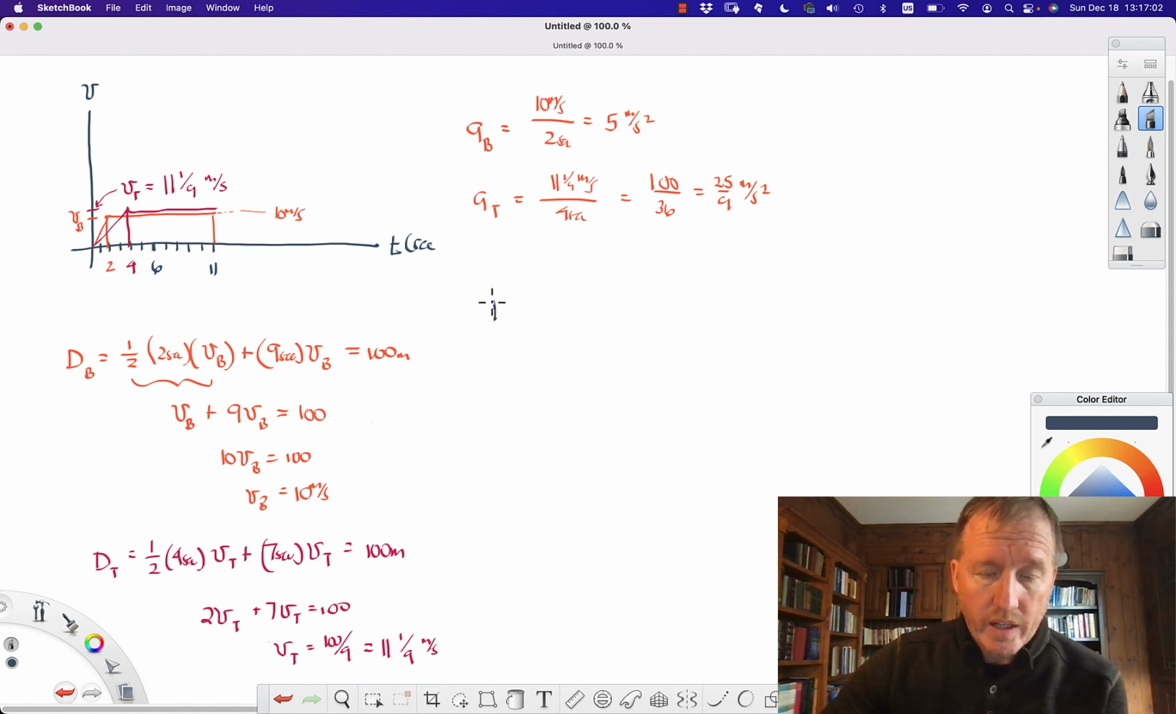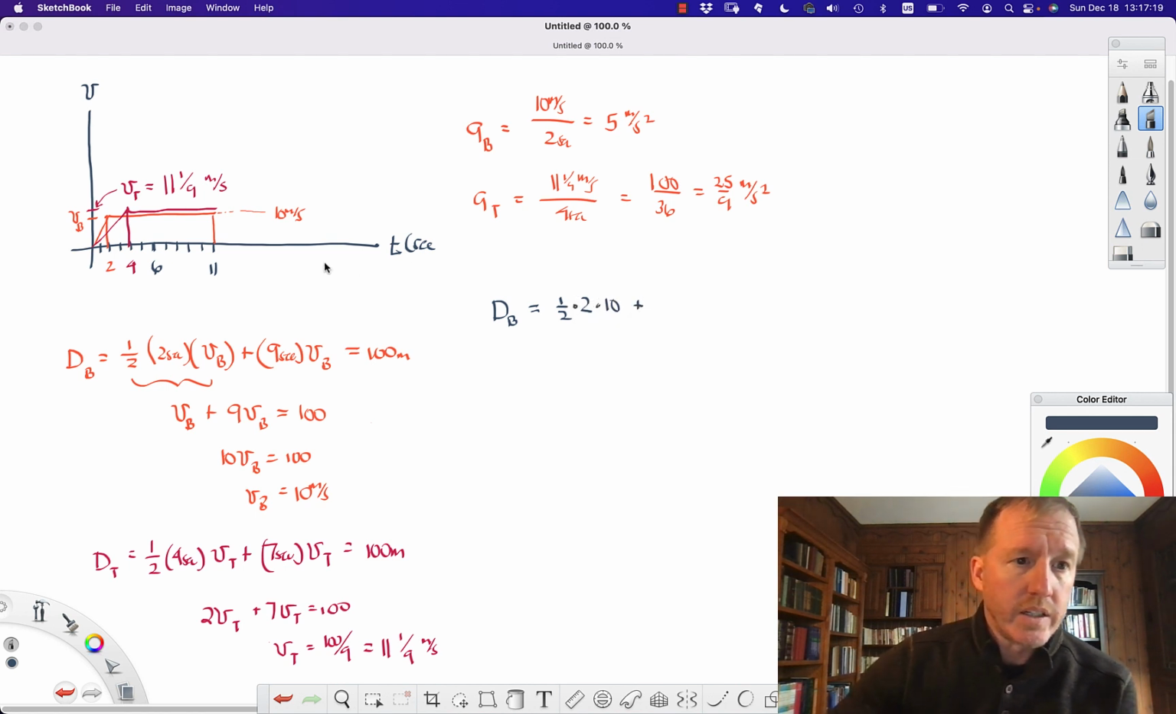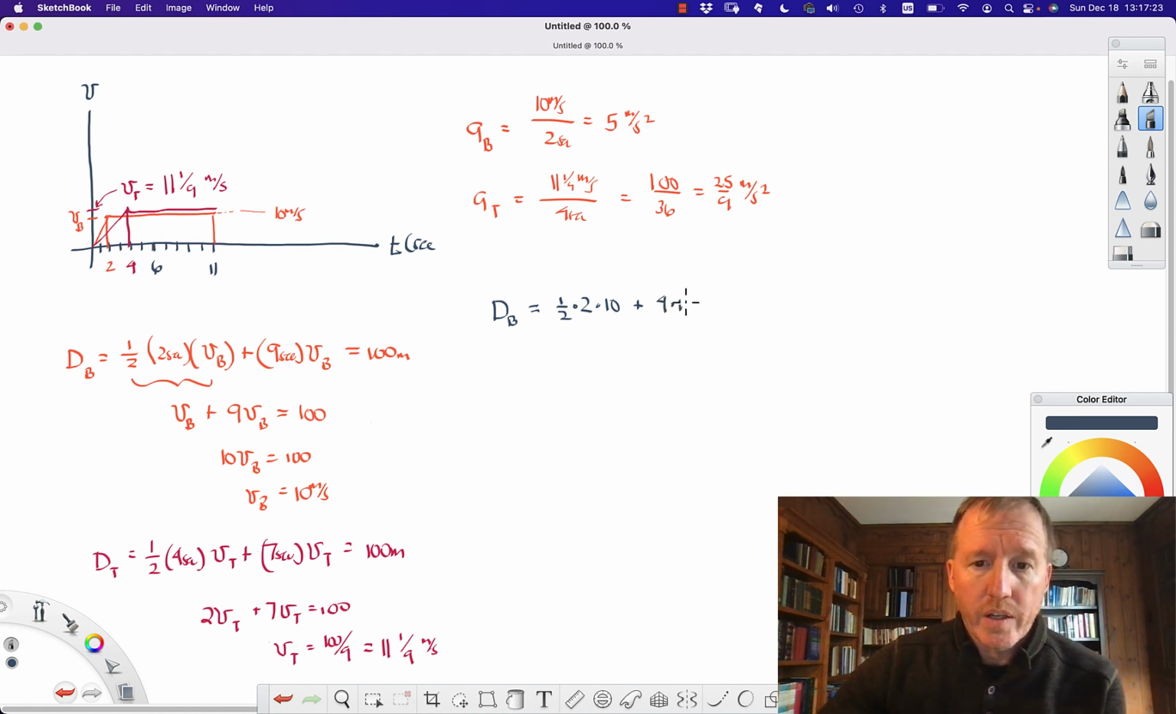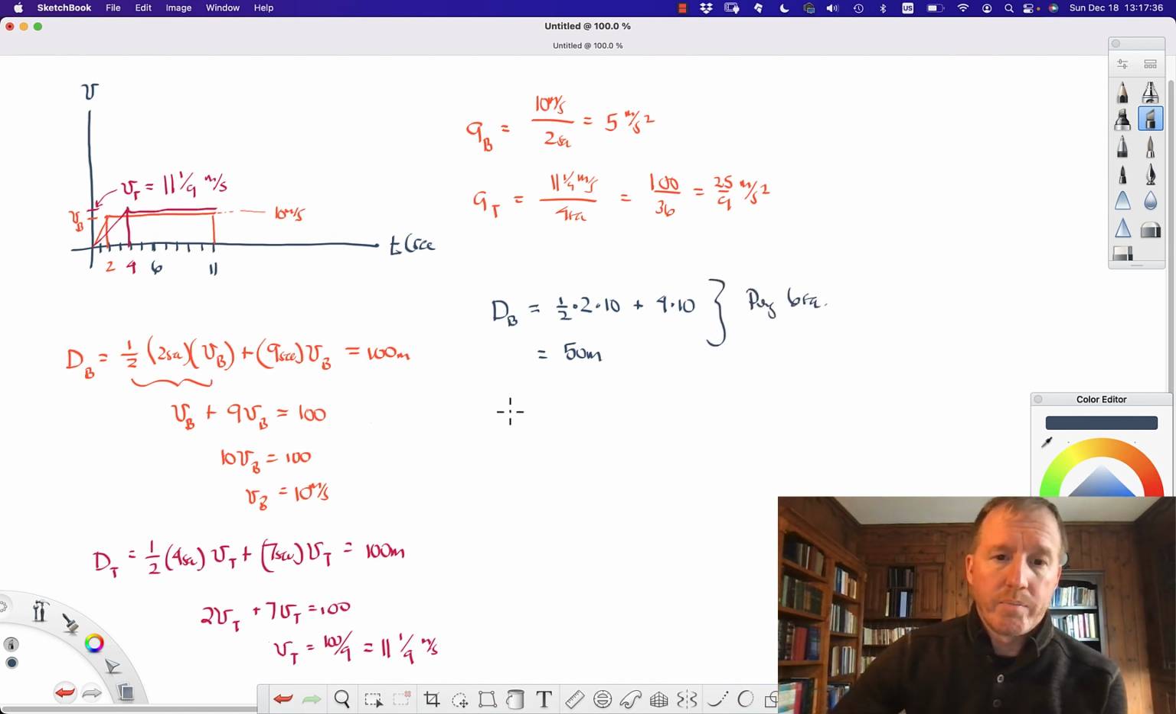So the distance that Bill travels during the first 6 seconds is going to be, well, the area of that triangle, 1/2 times 2 seconds times the velocity of Bill, which was 10 meters per second. And then add on from 2 to 6, which would be 4 seconds times 10 meters per second. So he will have traveled 10 plus 40 is 50 meters during the first 6 seconds. So during 6 seconds, Bill travels that far.